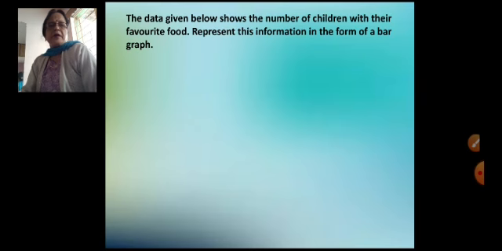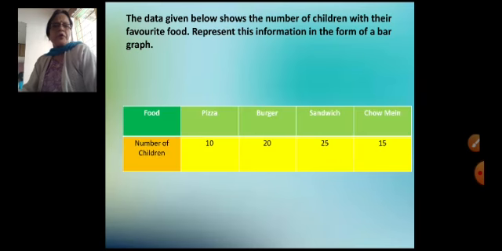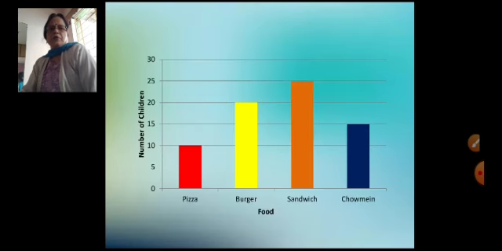Here is the data given: the number of children with their favorite food. Represent this information in the form of a bar graph. Food and number of children: pizza 10, burger 20, sandwich 25 and chowmein 15. Now, draw this information with the help of a bar graph.